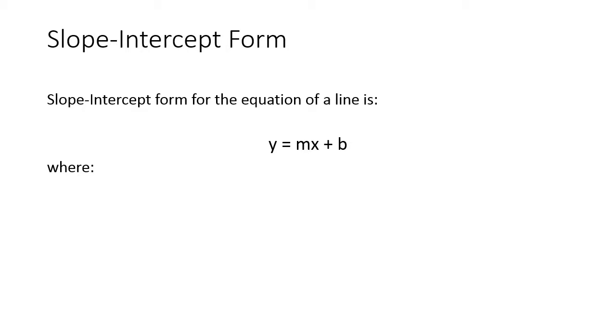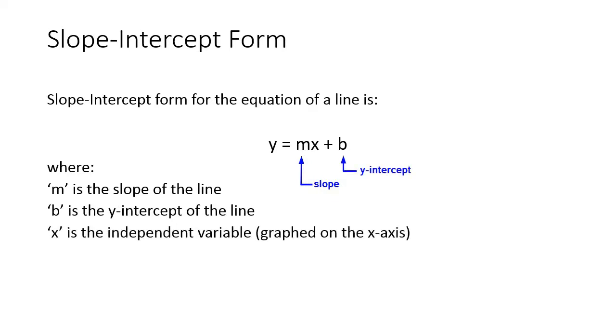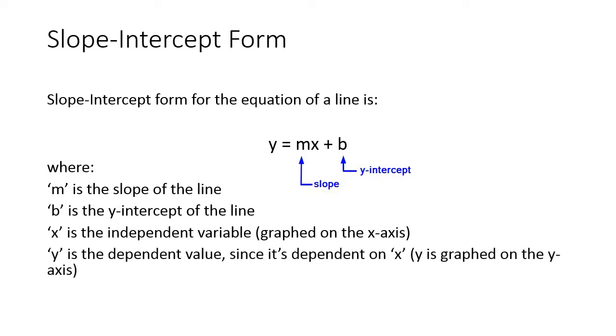So the slope-intercept form is y equals mx plus b. Please do memorize that. Even if that's on your formula sheet, it is very useful to memorize. So m is the slope of the line, which we looked at in our previous lesson. B is the y-intercept of the line. I'll show you what that is soon. X is the independent variable that's graphed on the x-axis. Y is the dependent variable since it's dependent on x.